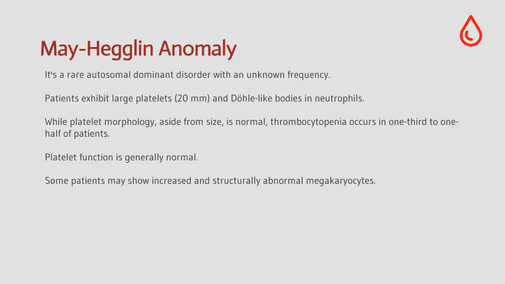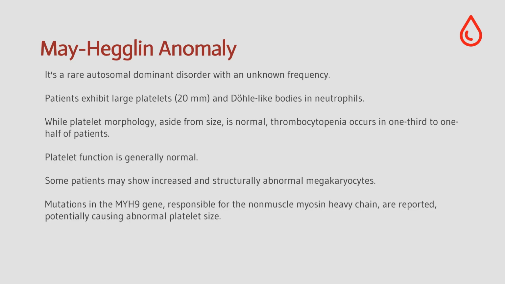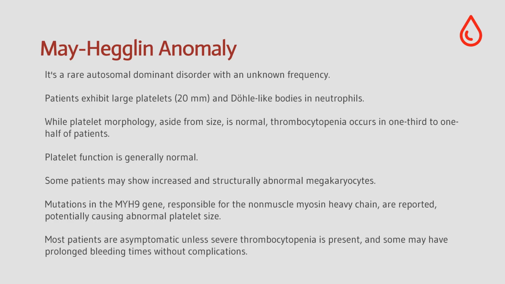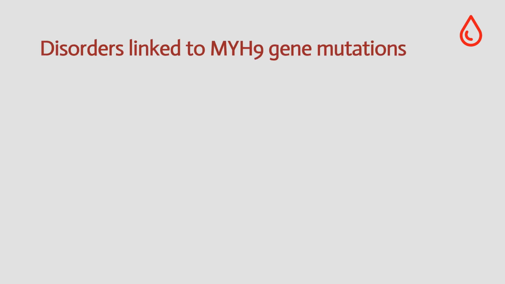Some patients may show increased and structurally abnormal megakaryocytes. Mutations in the MYH9 gene, responsible for the non-muscle myosin heavy chain, are reported, potentially causing abnormal platelet size. Most patients are asymptomatic unless severe thrombocytopenia is present, and some may have prolonged bleeding times without complications. Now, let's explore other disorders linked to MYH9 gene mutations.